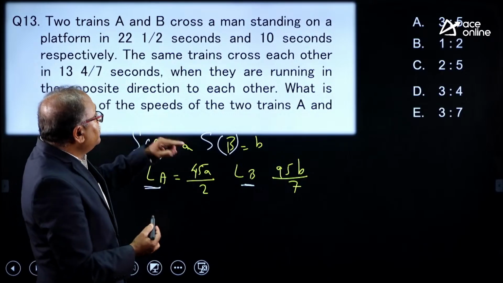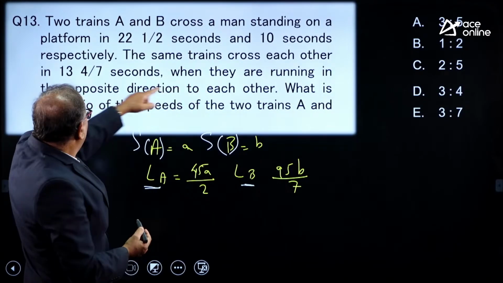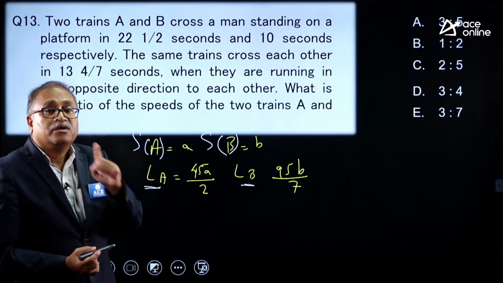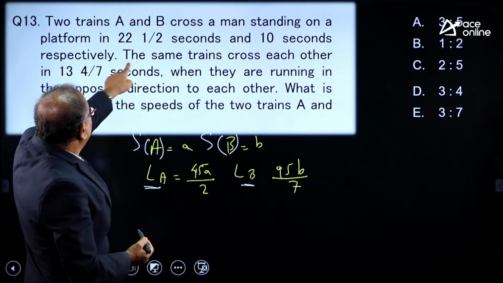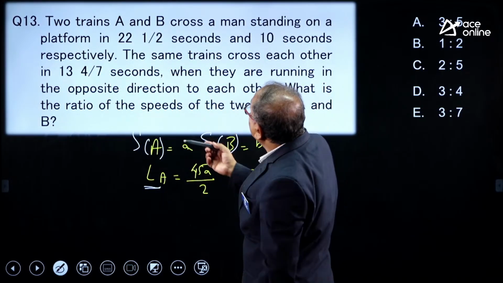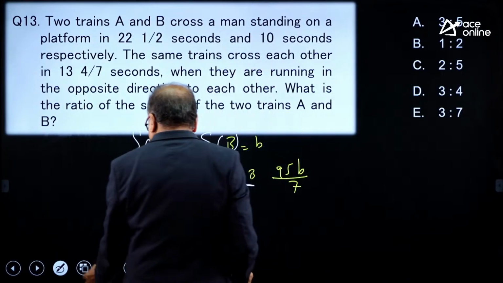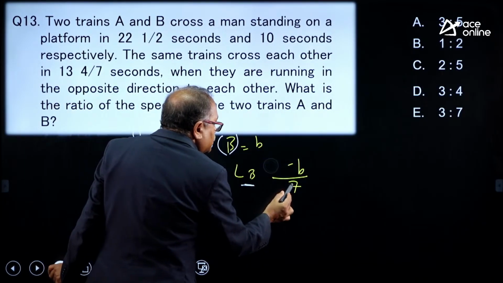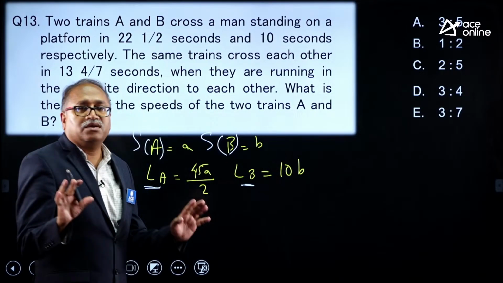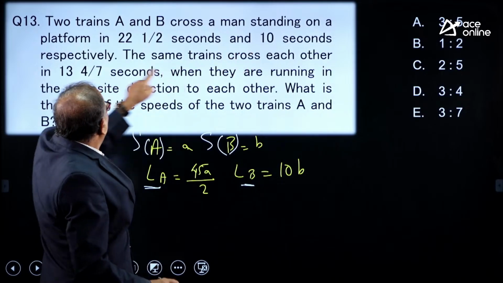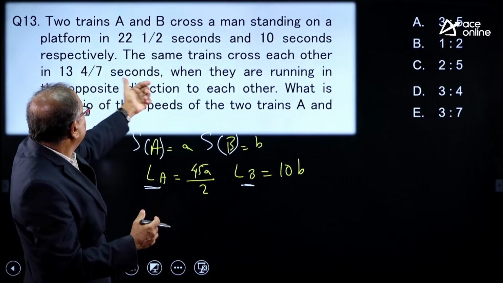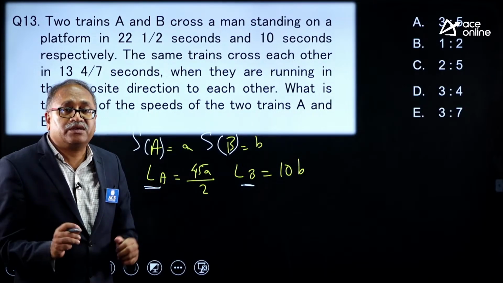Now it is saying that they are running in opposite directions. What is the ratio of the speed of A and B? One more piece of information is there: when the trains cross each other, it takes 10 seconds. It is given to us as a 10 second time for crossing each other.